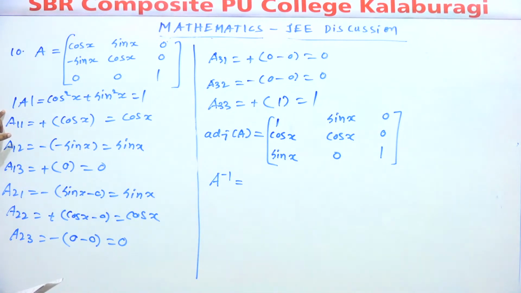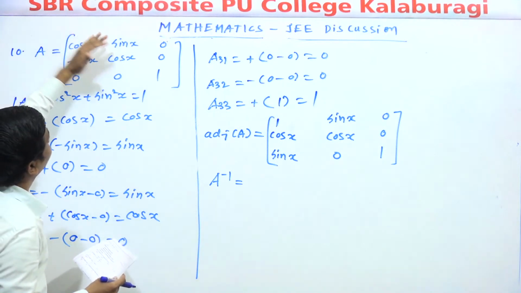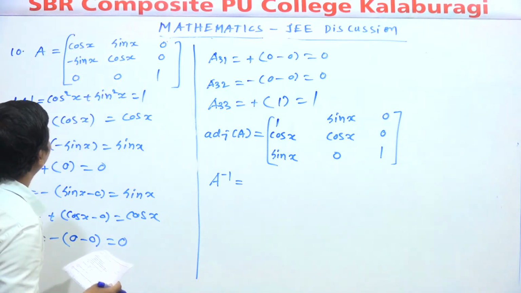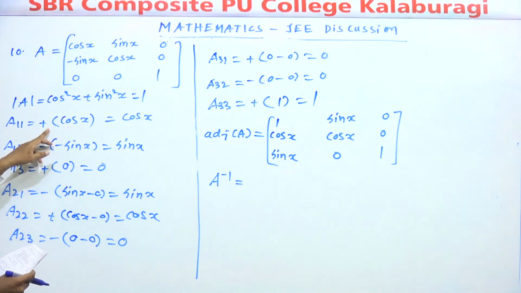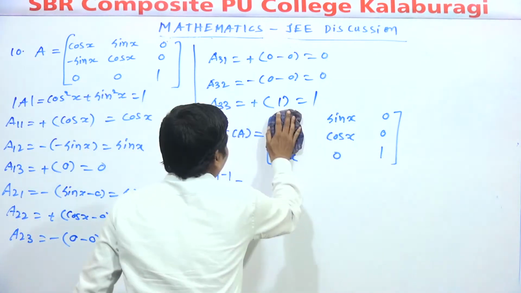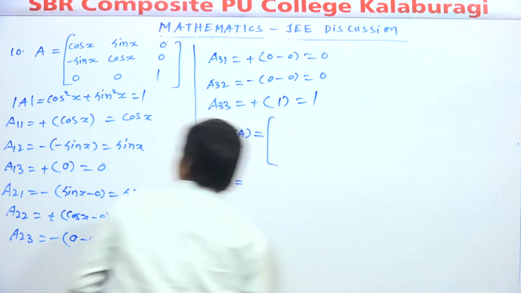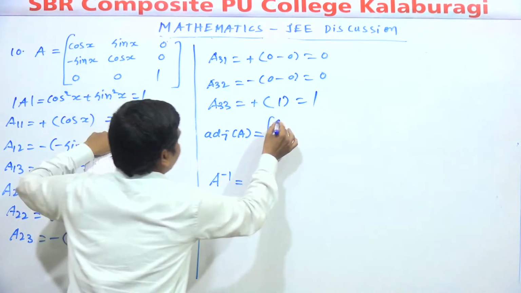Somewhere there is a mistake. Okay, let us check. Cos x sin x 0, minus sin x cos x 0, 0 0 1. A11, suppressing first row, first column: 1 into cos x minus 0 is cos x, right? So determinant of A. Okay, I have written 1 to start, no? A11 is cos x, no?